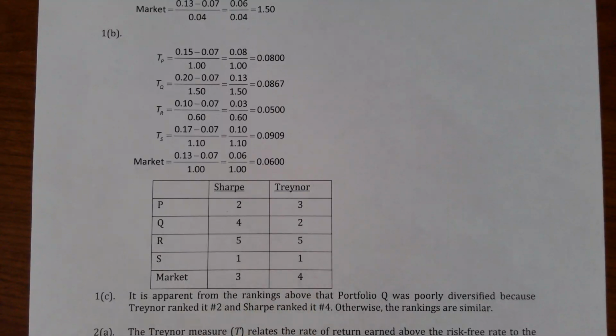Right? It says it is apparent from the rankings that portfolio Q was poorly diversified because Treynor ranked at number 2 and Sharpe ranked at number 4. Otherwise, the rankings are similar, right? So that means there must have been some unsystematic risk present in portfolio Q. It was not diversified. It was poorly diversified. All right, that's it for number 1.